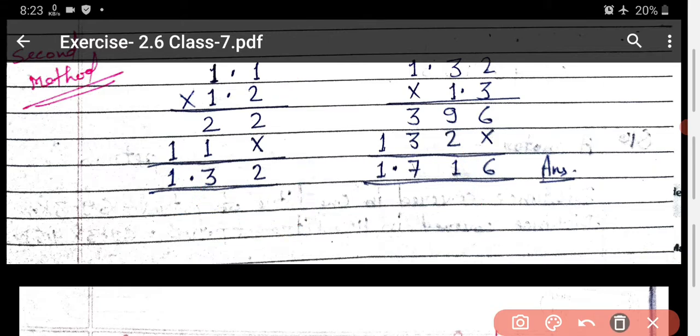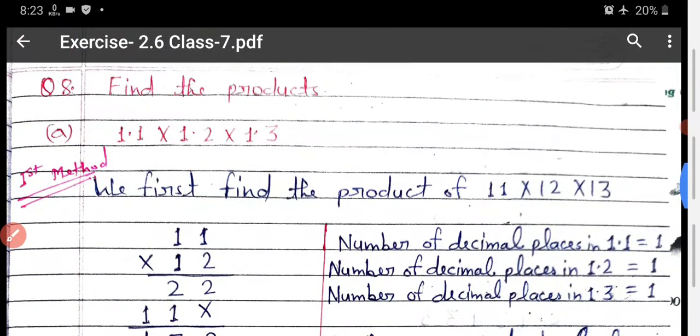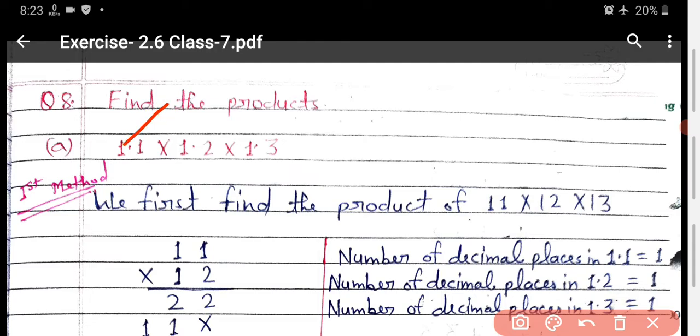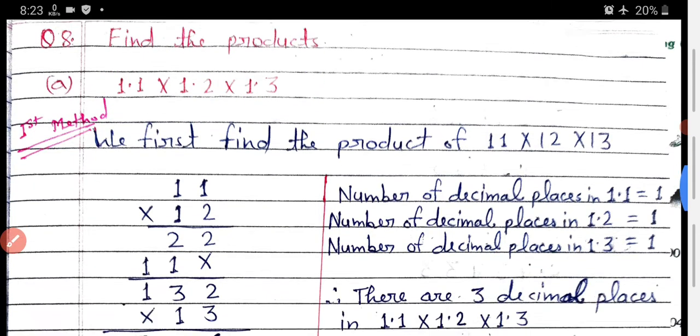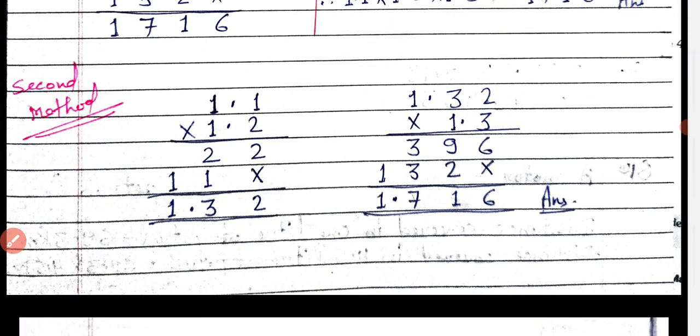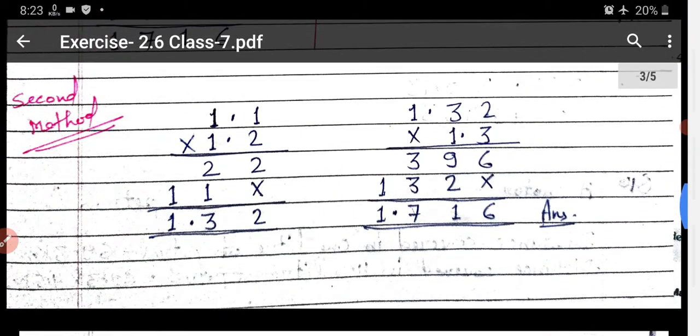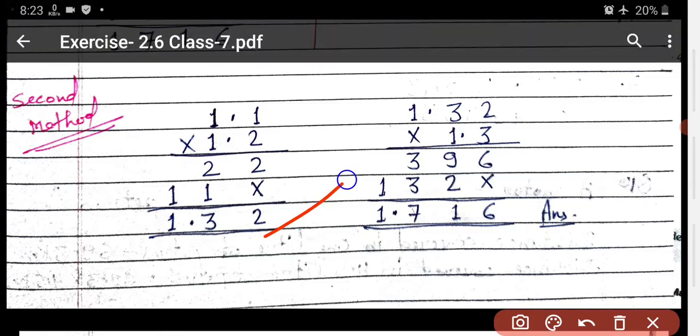Now what you do, multiply 1.1 into 1.2. Just look at the question. Now you multiply 1.1 into 1.2, and whatever answer you get, you have to multiply it by 1.3. So you have to multiply by what? 1.3. Now just do simple multiplication.